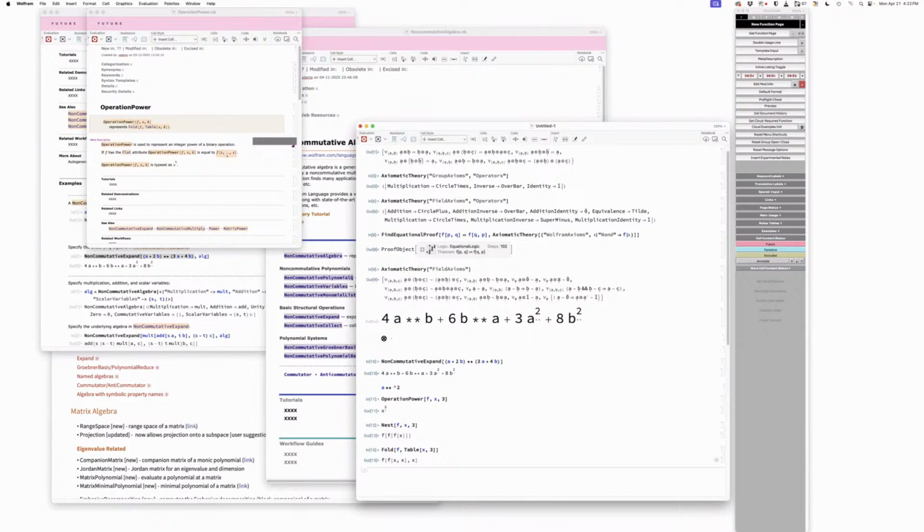Can I use operation power on something with something? Does operation power ever evaluate? Basically, if the operator is a numeric function, so it has the numeric function attribute, and the x is numeric and k is numeric.